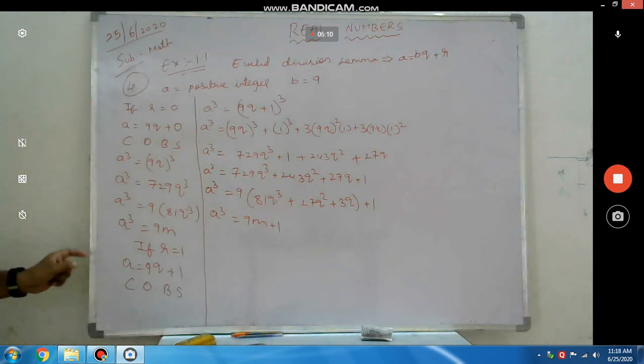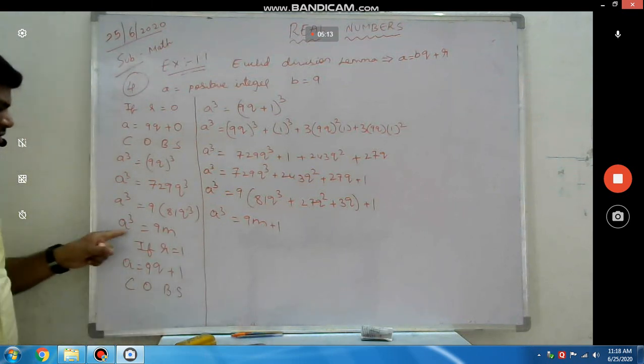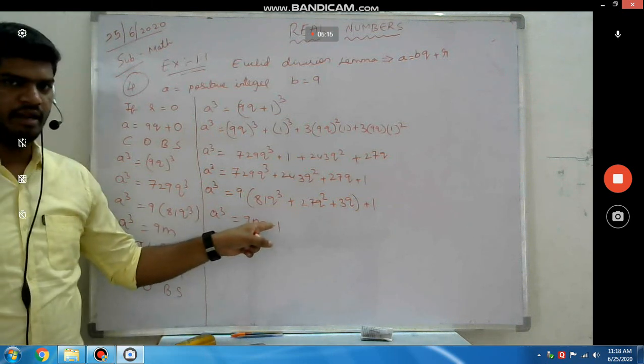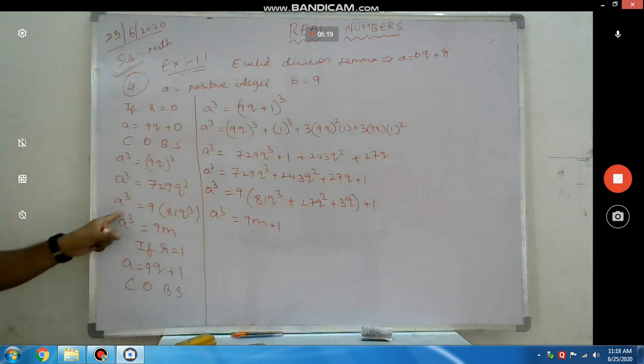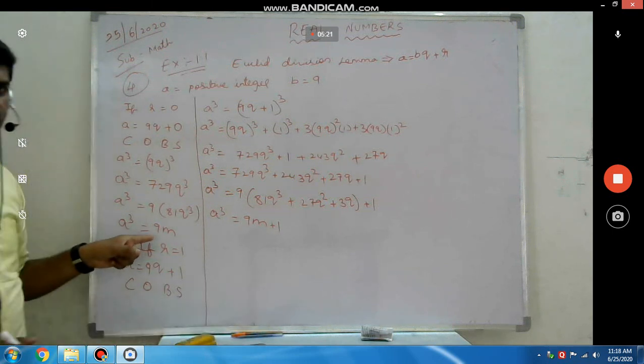See what I got here. A cube is equal to 9m, and a cube is equal to 9m plus 1. a means a positive integer. The cube of a positive integer, what I got is 9m.